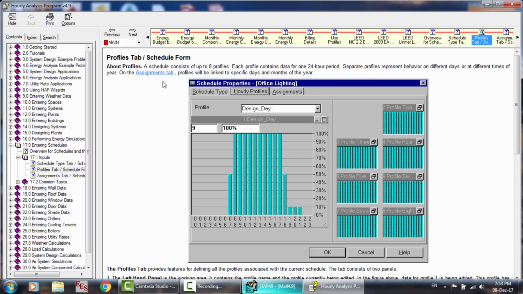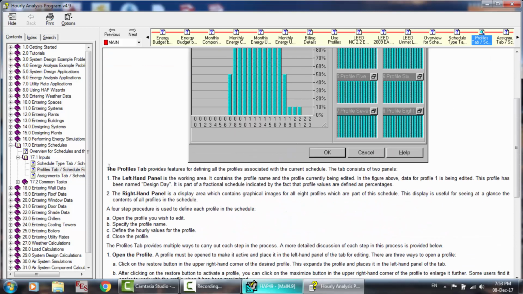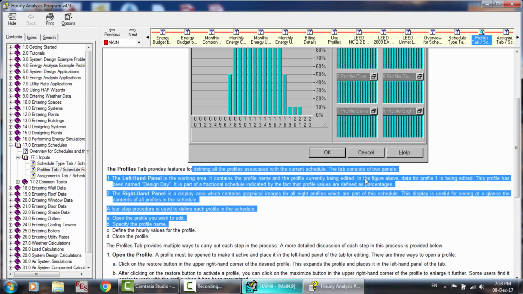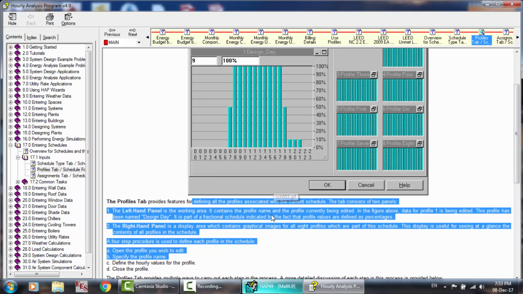So on the assignment tab, profiles will be linked to specific days of the month and months of the year. The Profiles tab provides features for defining all the profiles associated with the current schedule. The tab consists of two panels. The left-hand panel, in the working area, contains the profile name and the profile currently being edited.